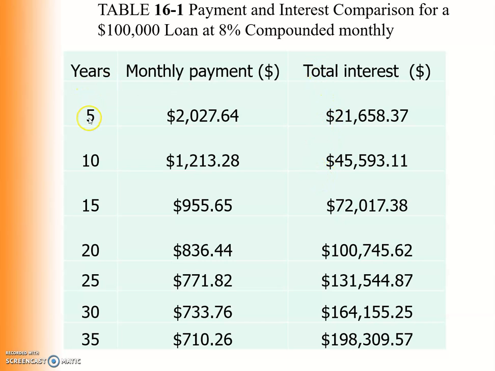Starting from a 5-year loan, the total interest will be $21,000 on $100,000. However, for a 10-year period it becomes $45,000, and in a 20-year period the total interest, which is in addition to the loan of $100,000, is slightly more than the original loan amount, and then in 35 years it becomes almost double the original loan amount. So this is some sort of the behavior of these types of calculations.